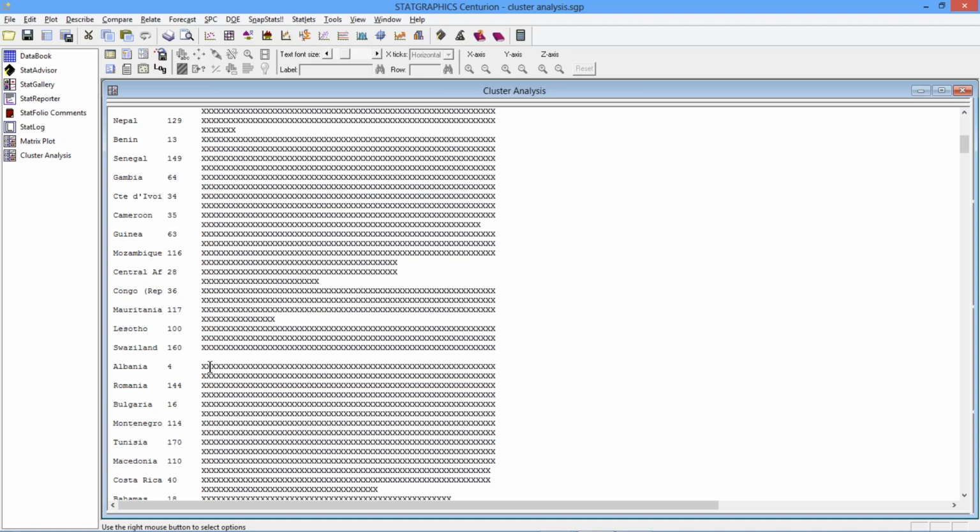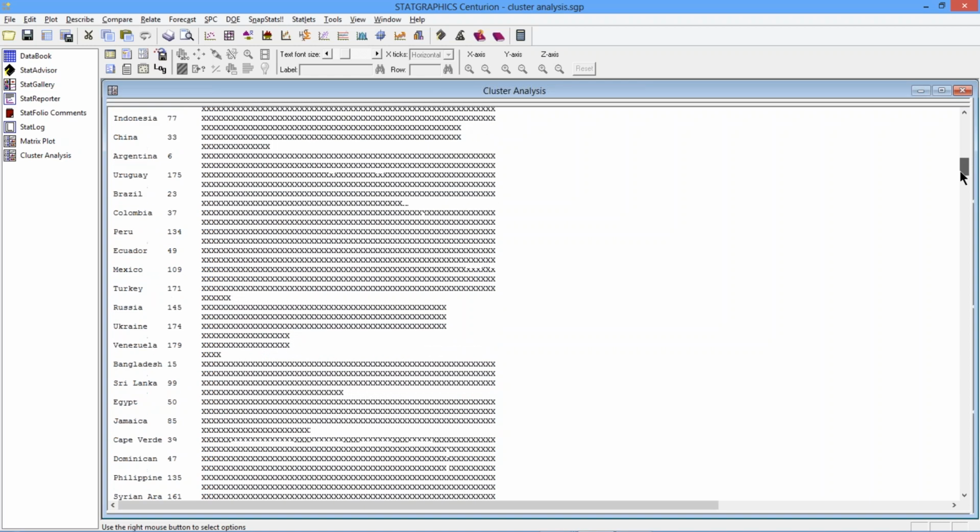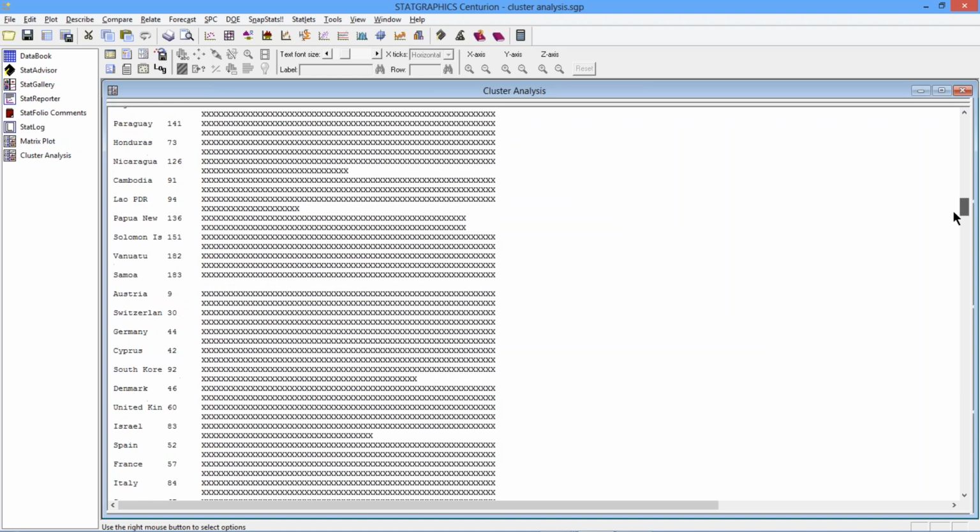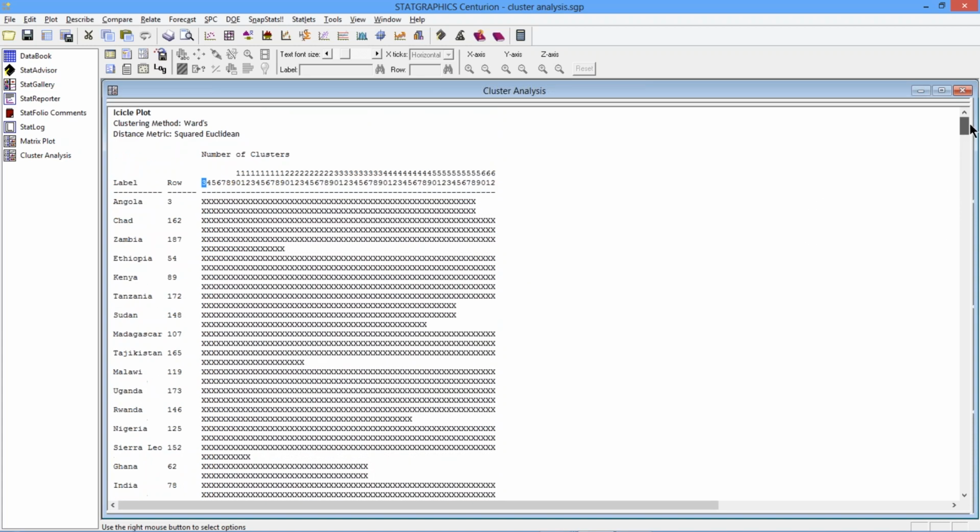Albania, on the other hand, starts the next group. And then you have Albania, Romania, Bulgaria, and so forth, all the way down to, where is it? There it is, Samoa, which ends the second group. And then the third group is countries like Austria, Switzerland, Germany, and so forth. Well, by looking at the X's, you can actually see who belonged to the clusters when there were 3 groups, when there were 4 groups, when there were 5 groups, and so forth.